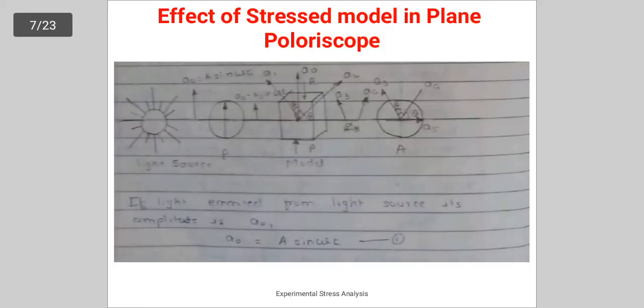Then along with amplitudes A3 and A4, both these light vectors enter into the analyzer, which is the last element. If you go through the figure, A3 and A4 we have calculated by using A1 and A2. Then A3 and A4 enter into the last element, that is the analyzer. A3 makes angle theta with the vertical axis, and A4 makes angle theta with the horizontal axis. By using these A3 and A4 values, I have to calculate the light vector A5.